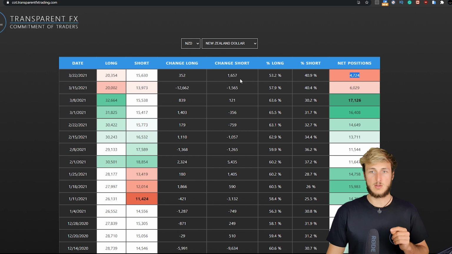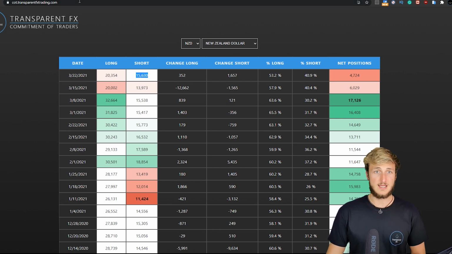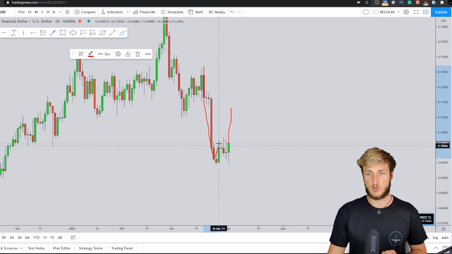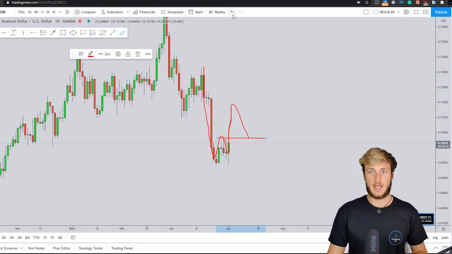And what we can see is that with the last report, they have even added 1.6K short positions, reaching 15K shorts and 20K longs. So longs are getting decreased from 32 to 20K, and shorts are getting increased from 11 to 15.6K. So the NZD is getting quite weak, meaning that if we will actually provide this W formation, there is a very high probability that we will actually complete it at the neckline.